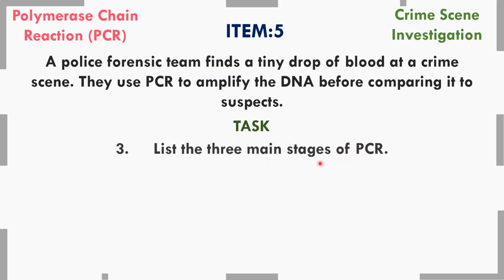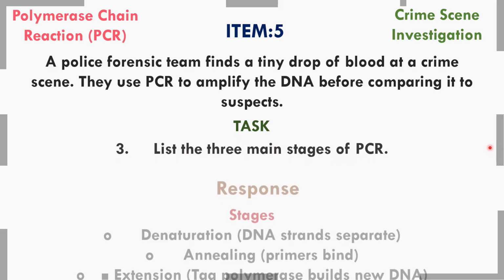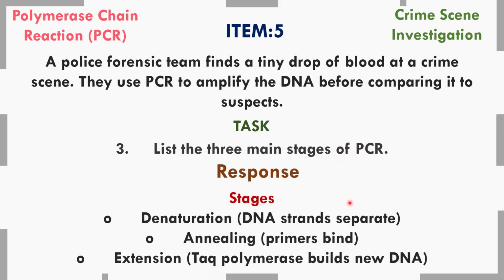List the 3 main stages of PCR. The stages include denaturation, that is when the DNA strands separate, annealing, when primers bind, and extension, when Taq polymerase builds new DNA.